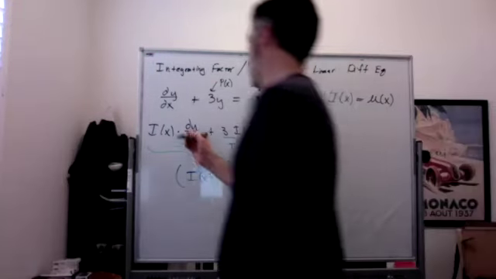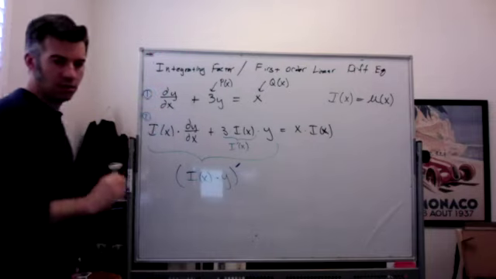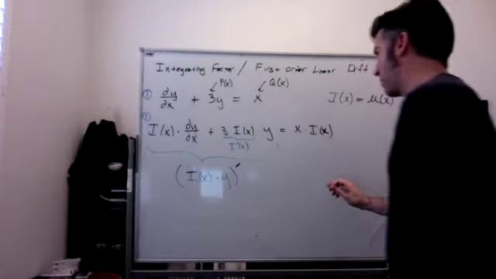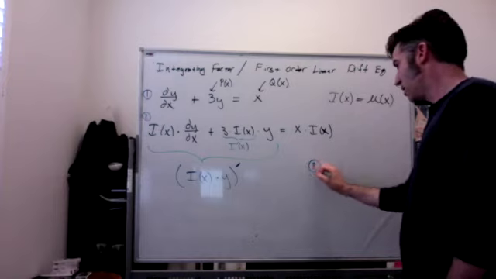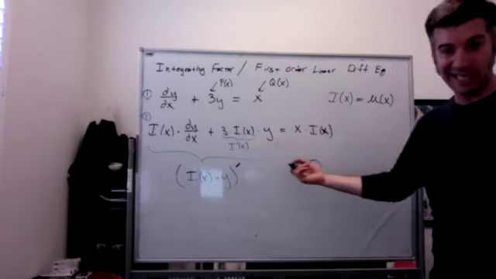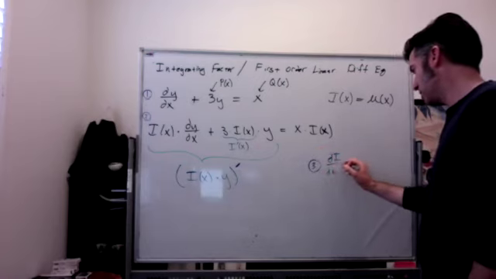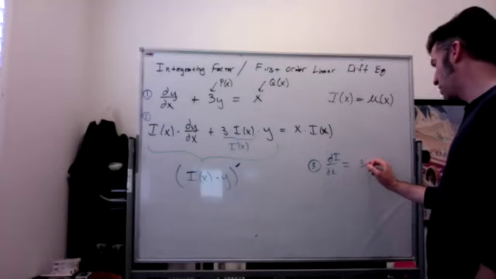So this, actually, that's right. This is my first step. This is my second step. So then my third step, I'm going to solve for this. I'm going to say that I prime of x, or dI/dx, is equal to 3 times I.